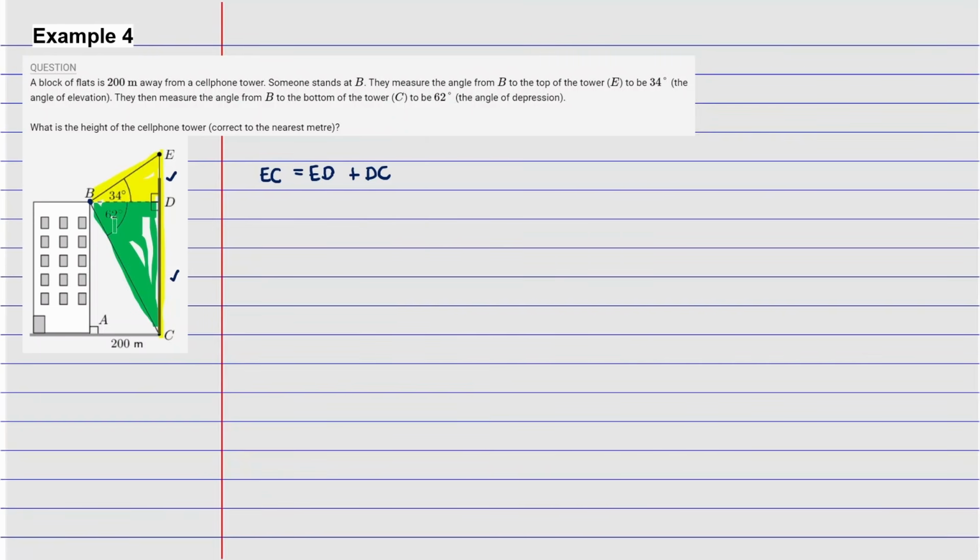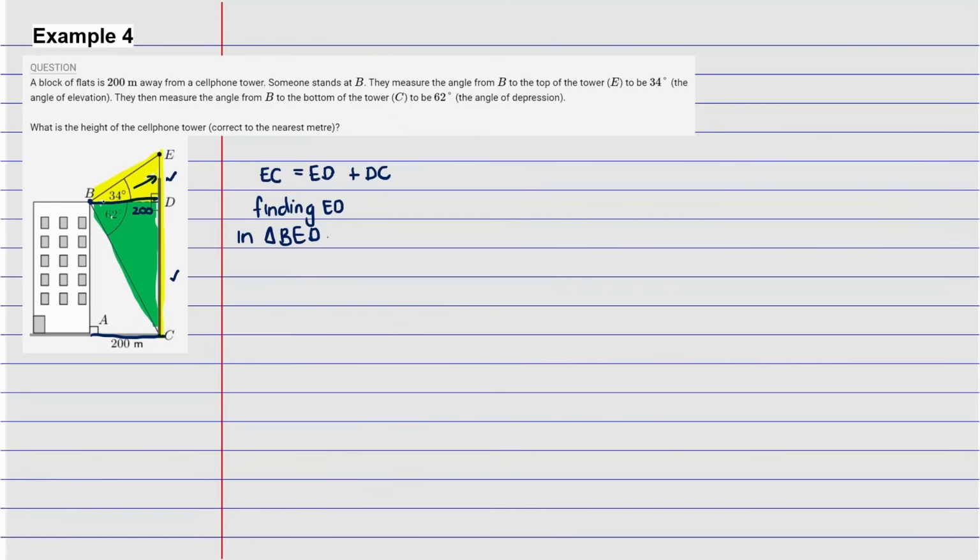So we're going to start with the top triangle, which is the yellow one, right? So let's start. That's us finding ED, right? In triangle BAD, we're given this angle, and we're looking for this side, which is going to be opposite. Do you see that this and this are the same distance? So this is also 200 meters.